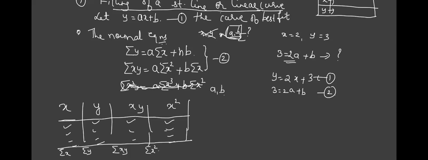Tell me, after getting A and B, what has to be done? Substitute in 1. So when you substitute in 1, that is the end of the problem, isn't it? We were interested in getting A and B. After getting them, substitute, and that is the end of the problem. Am I clear with the procedure?